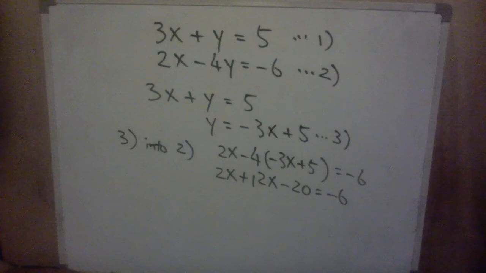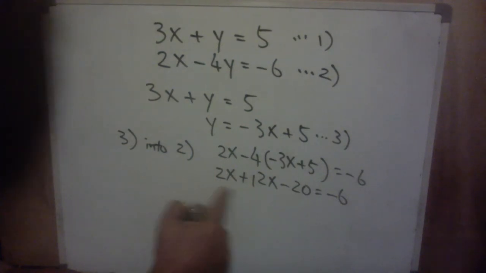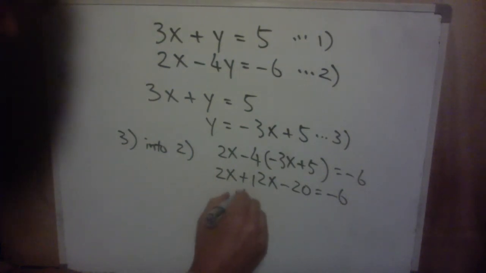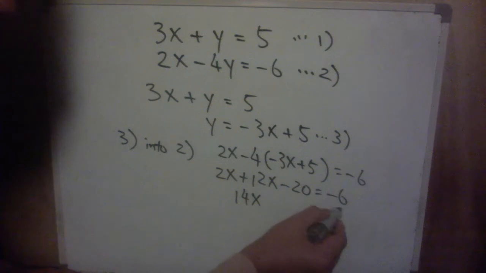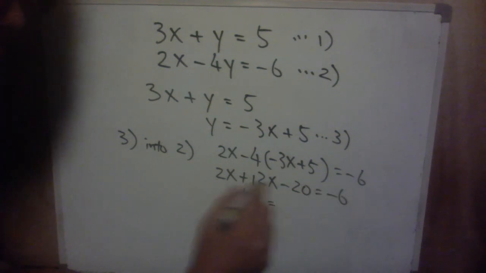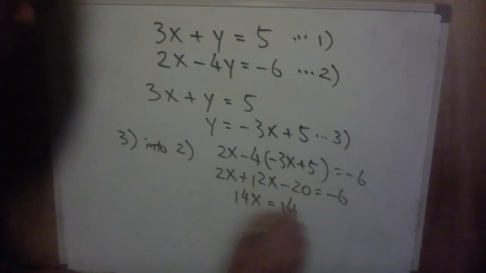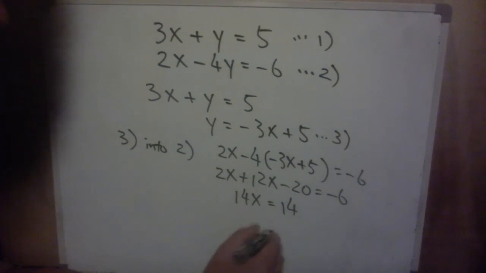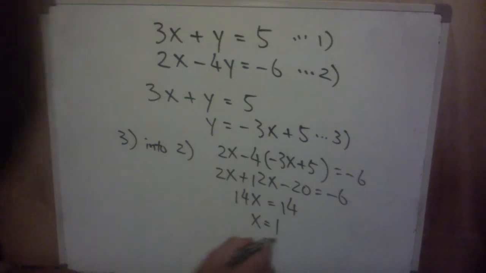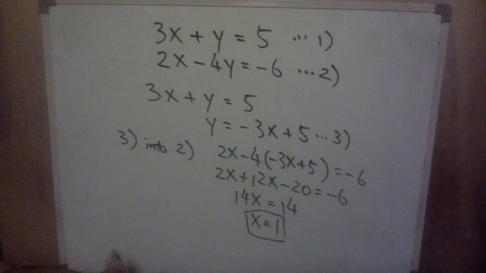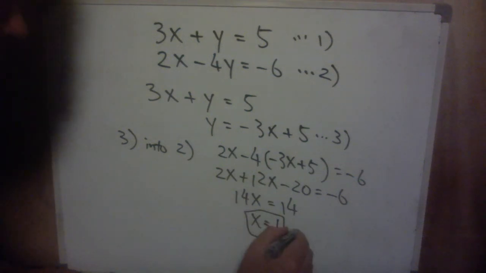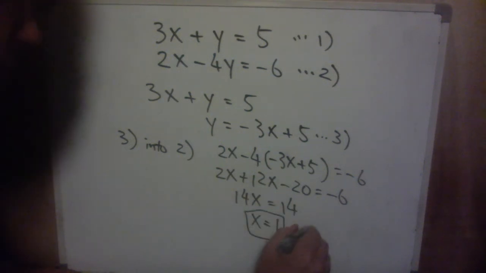So let's collect like terms. 2x plus 12x is 14x. Negative 20 goes to the other side, and it becomes plus 20. So negative 6 plus 20 equals 14, so 14x equals 14. So x then equals 1, right? So that's one of the answers we want. And now let's call this equation number 4.